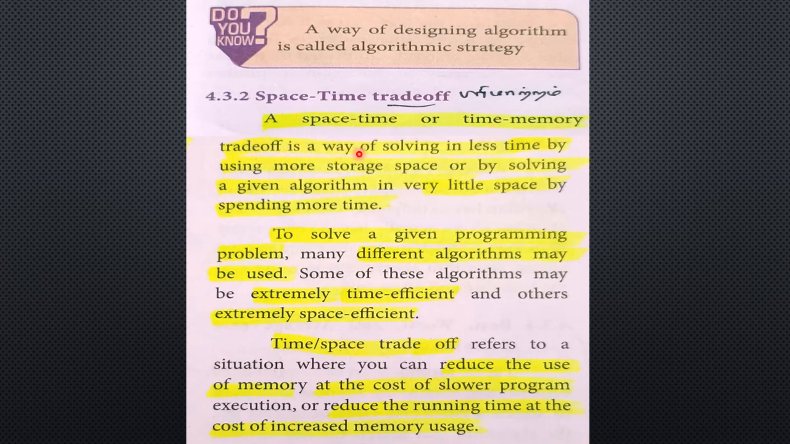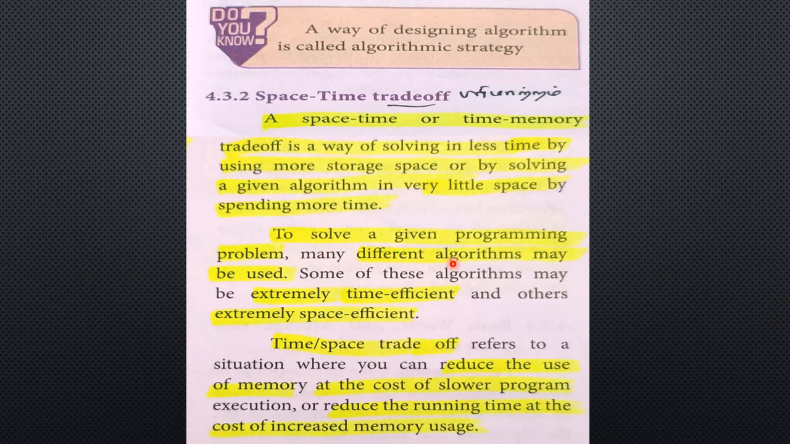The trade-off is the way of solving in less time by using more storage space, or by solving a given algorithm in very little space by spending more time. So you know that suppose we are given one program, we have to use it shortly. We are giving very little time, and also we are giving a lot of space, and then the program is finished in a little time.